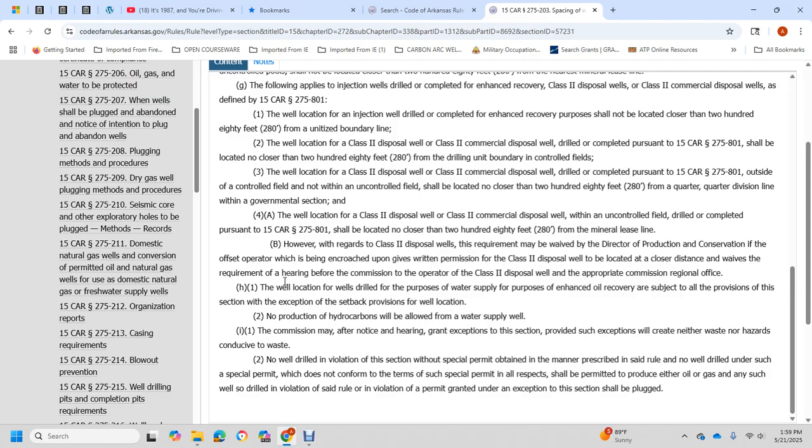The commission may, after notice and hearing, grant an exemption when the section provides that such exemptions will create neither waste nor hazard. A well drilled in violation of this section without a special permit, obtained in the manner prescribed in the said rule, is not allowed. No well drilled under the special permit shall fail to conform to the terms of such special permit in respect to producing oil and gas. Any such wells drilled in violation of the rule, or of a permit granted under the exemption section, shall be plugged.